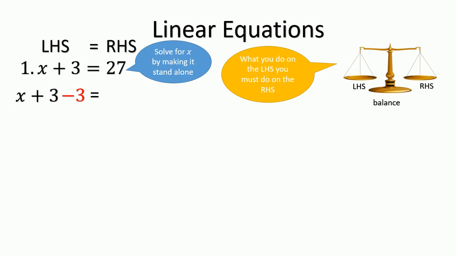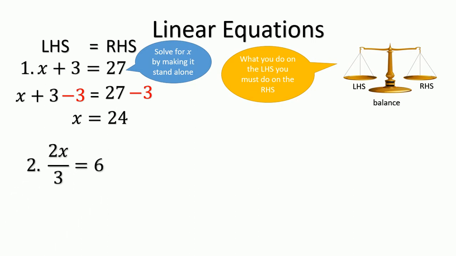But what I do on the left hand side, I must do on the right hand side. So because I subtracted 3 or negative 3 on the left hand side, I must do the same on the right hand side. So it's going to be 27 also minus 3 on the right hand side. So minus 3 and plus 3 on the left hand side will give me 0, x will remain, and 27 minus 3 will give me 24. So we've solved x = 24.